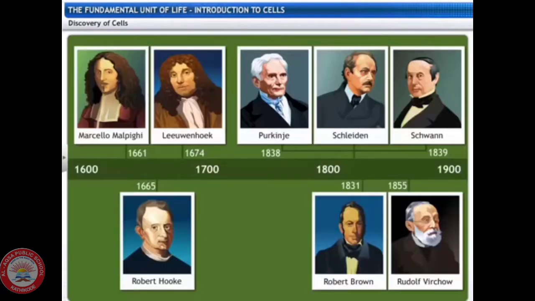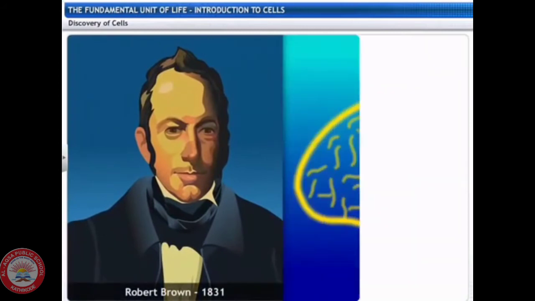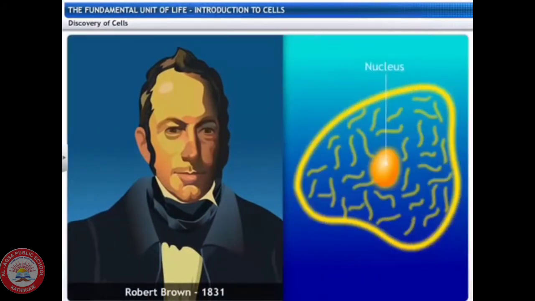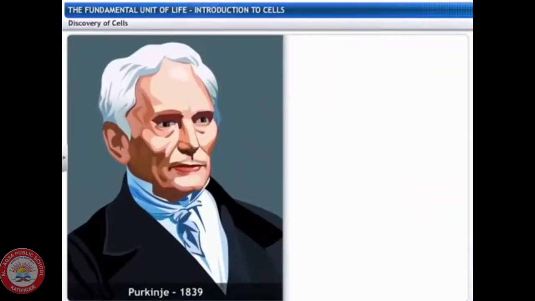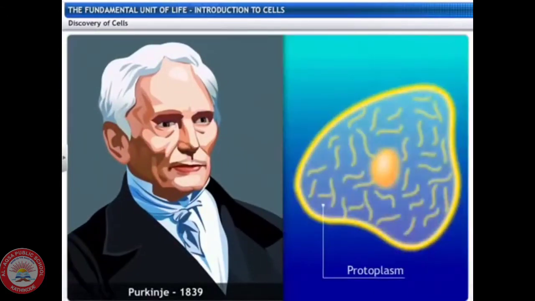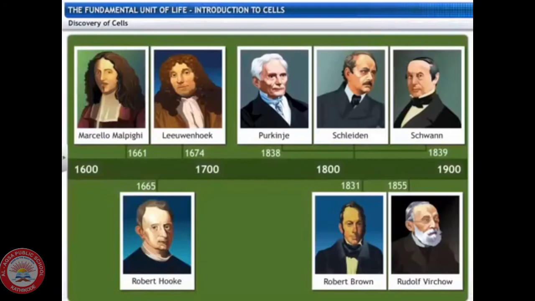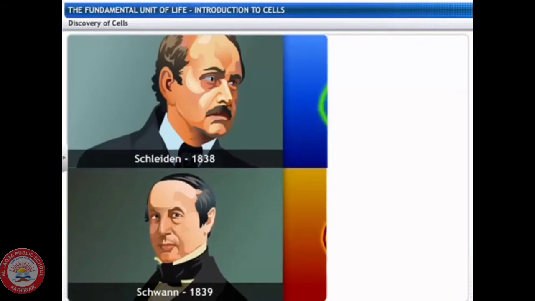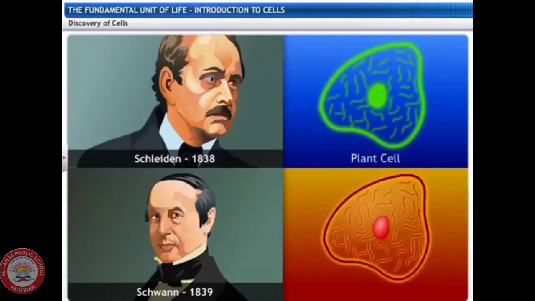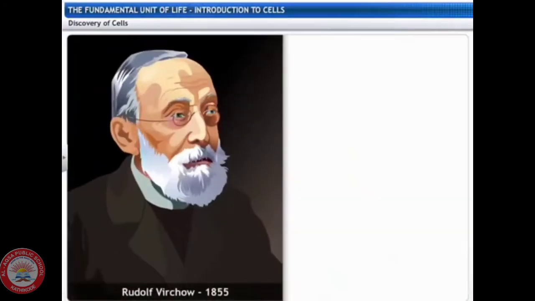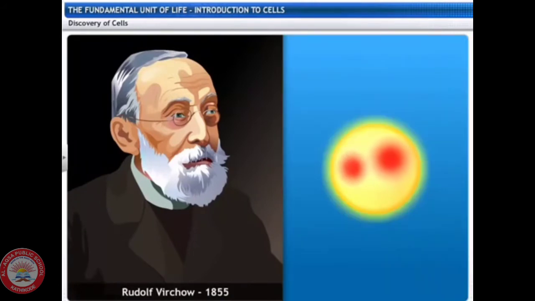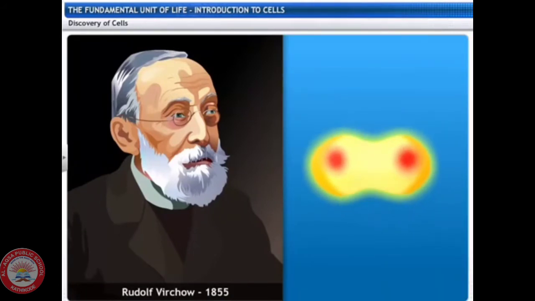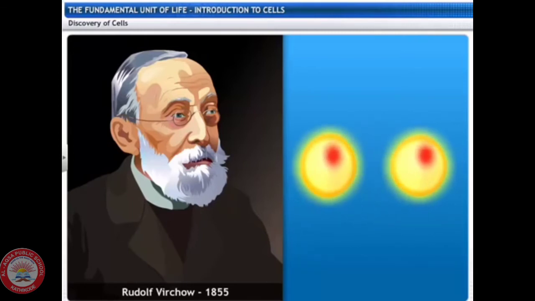Robert Brown in 1831 discovered the nucleus in the cell. Purkinje in 1839 coined the term protoplasm for the fluid substance of the cell. Schleiden in the year 1838 and Schwann in the year 1839 put forward the cell theory that all the plants and animals are composed of cells and that the cell is the basic unit of life. The cell theory was further expanded by Virchow in the year 1855 by suggesting that all cells arise from pre-existing cells.